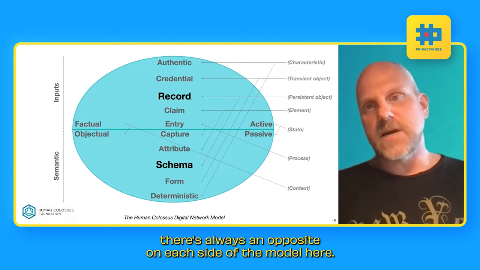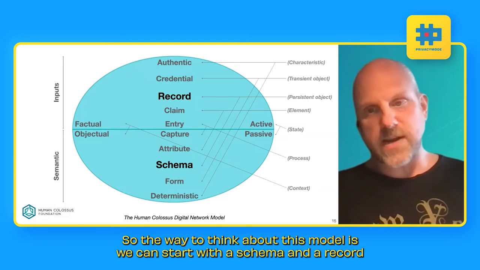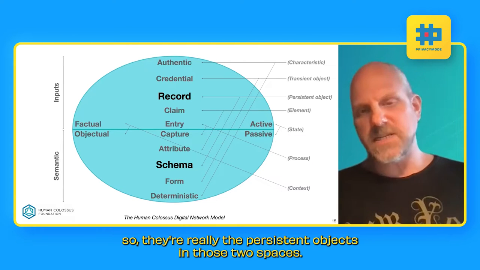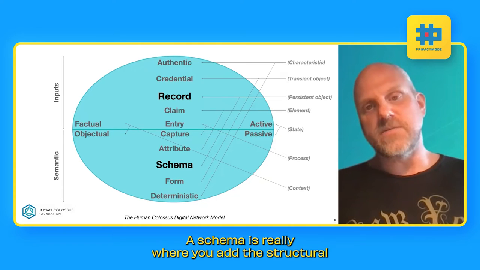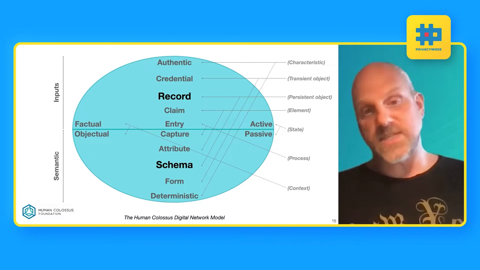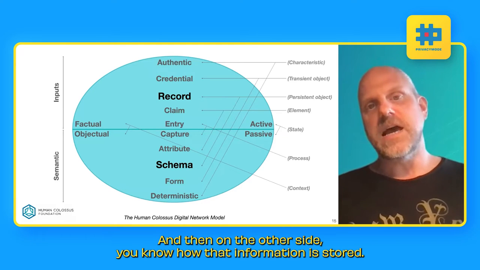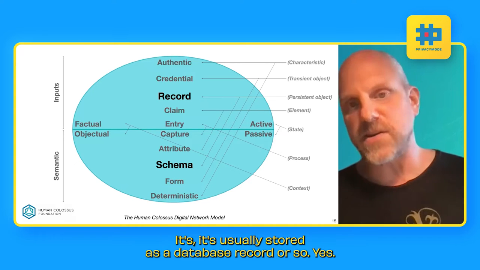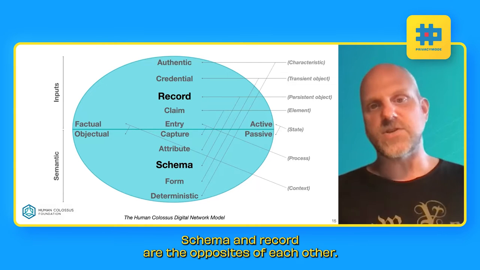The way to think about this model is, we can start with a schema and a record. They're the persistent objects in those two spaces. A schema is where you add the structural integrity of the objects. But then on the other side, how that information is stored. It's usually stored as a database record. Schema and record are the opposites of each other.